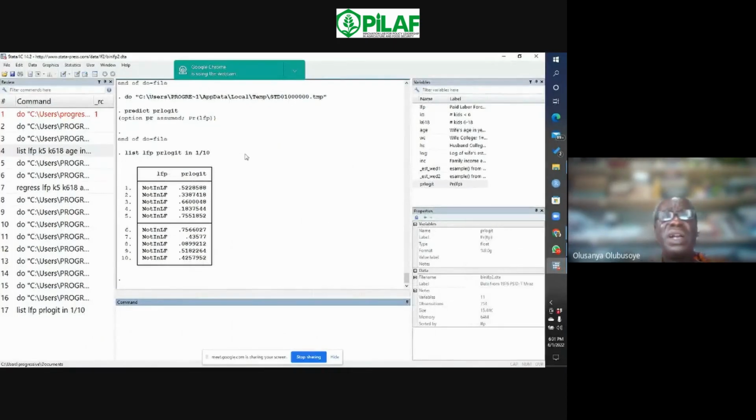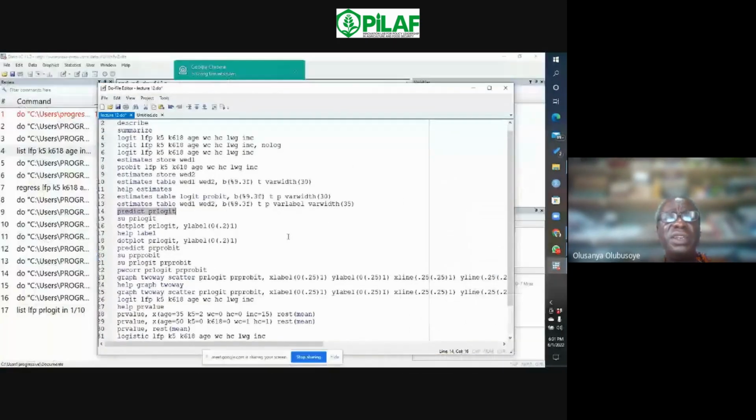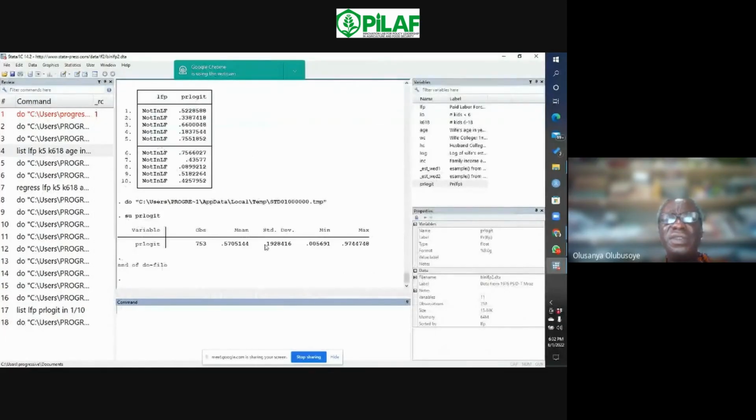So how do you get this probability? You simply use the predict command, and then you give the name to the variable. You can even summarize that variable. The summary shows that the mean probability is 0.5705144, and this is the standard deviation. The minimum probability is 0.005, and the maximum is 0.9744. So that is quite informative.